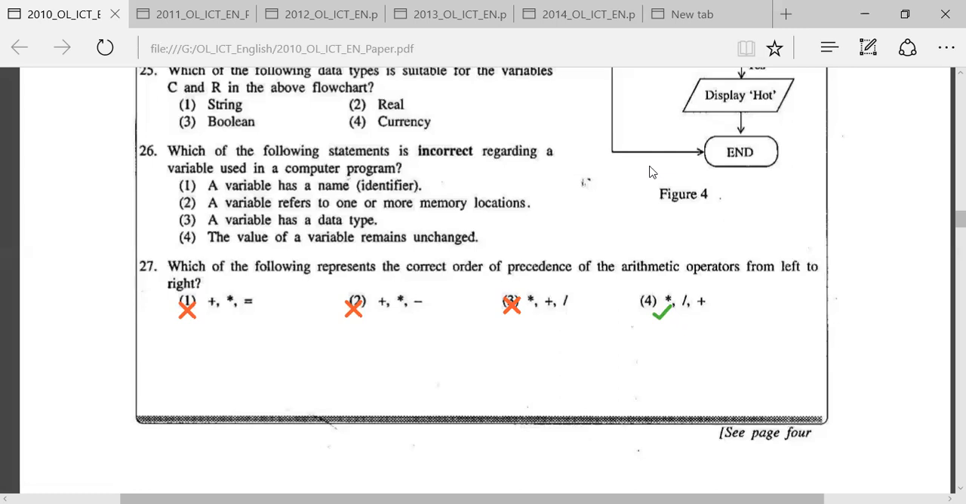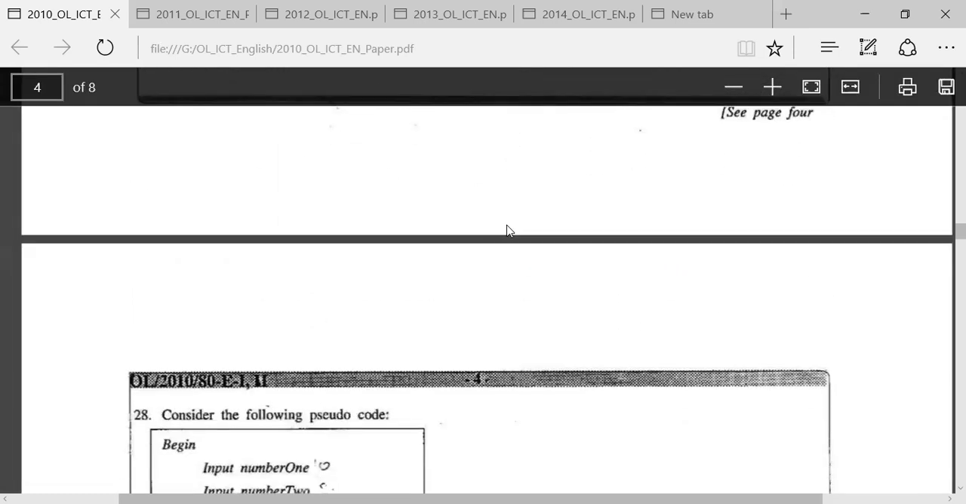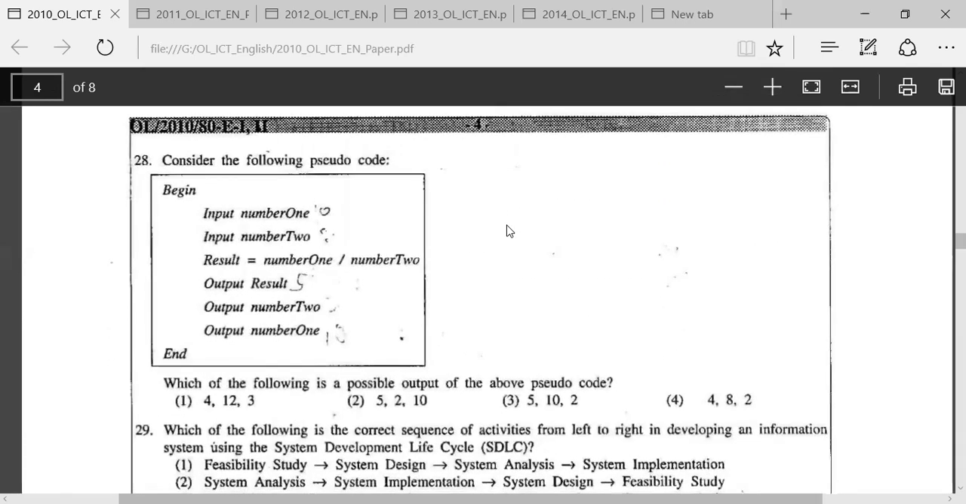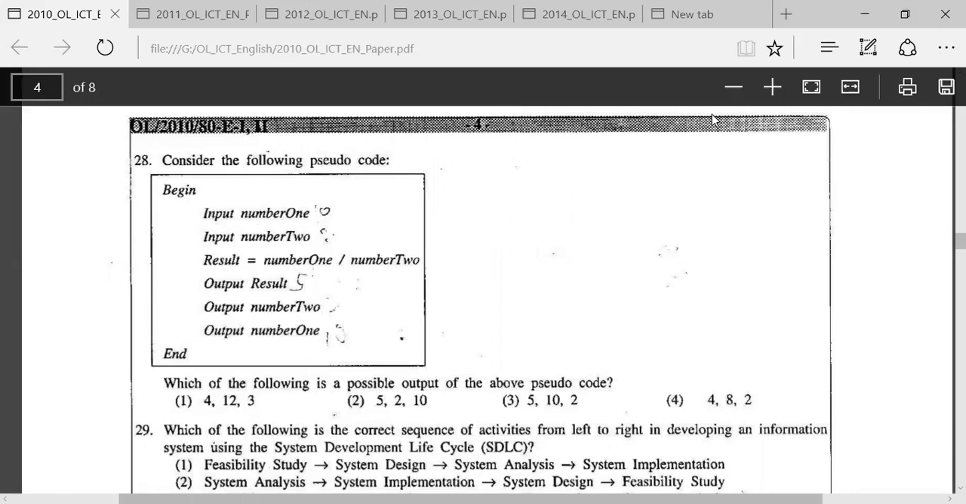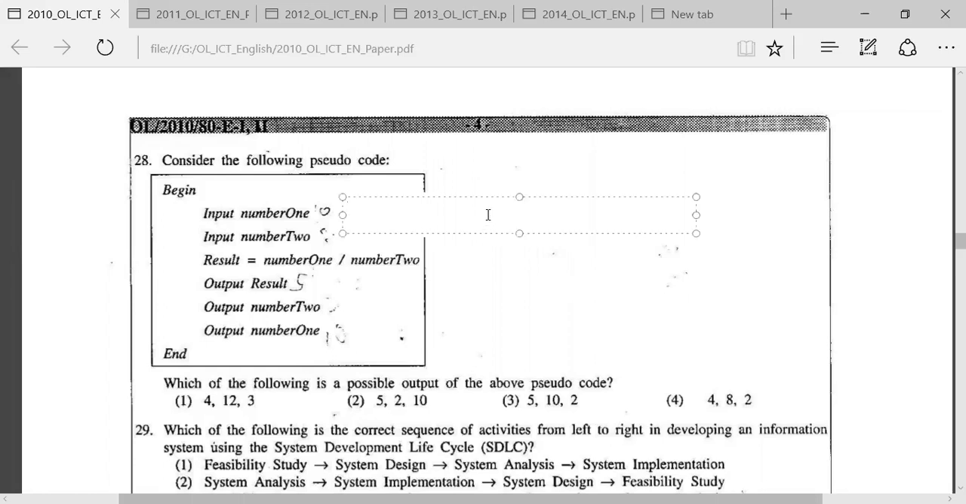That's the end of question number 3 of 2010. Question number 28. Consider the following pseudocode. Begin, input number 1, right? My recommendation is always convert the phrases into symbolic format.